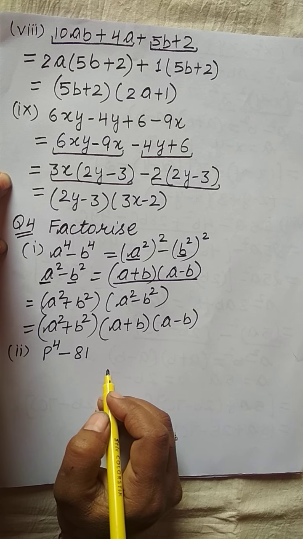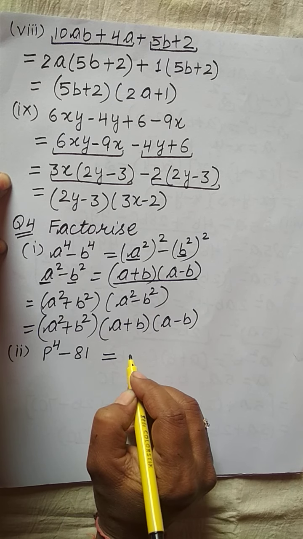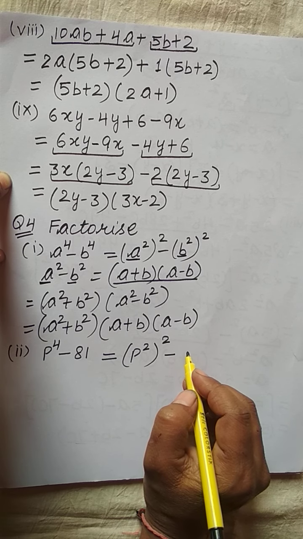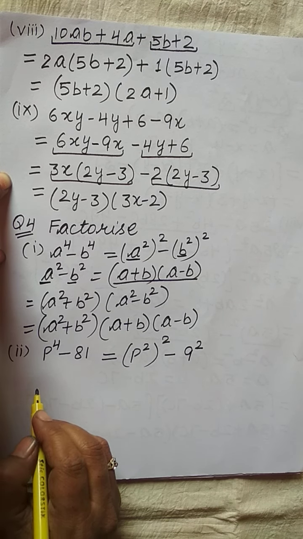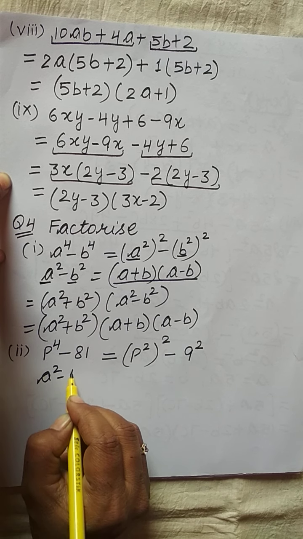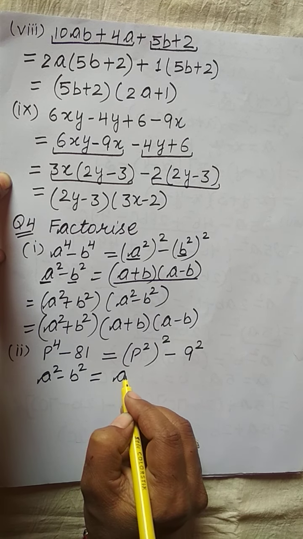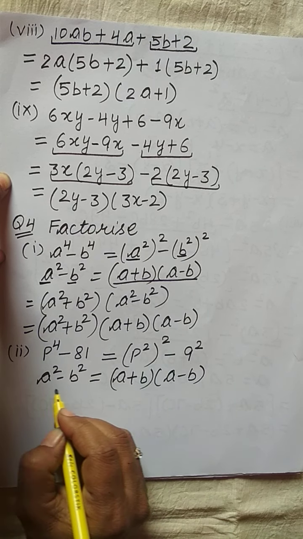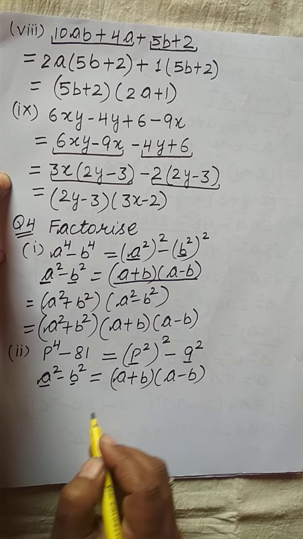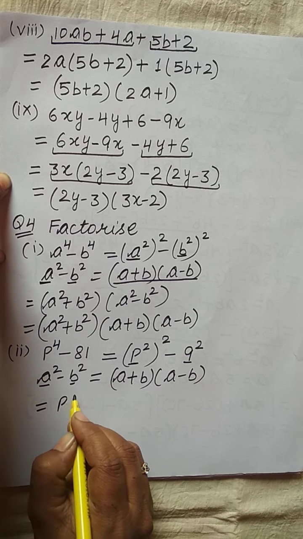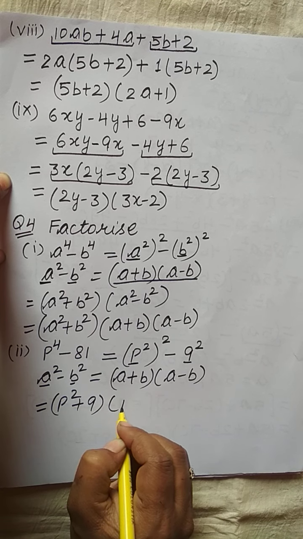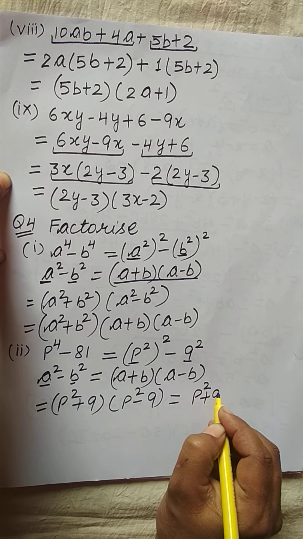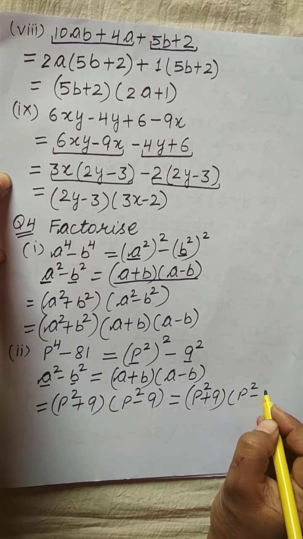Second part is p raised to power 4 minus 81. It can be simplified as square of p square minus 81 can be written as square of 9. Now write down the identity. A square minus b square is equal to a plus b into a minus b, where a is p square and b is 9. Now substitute the values. P square plus 9 into p square minus 9.